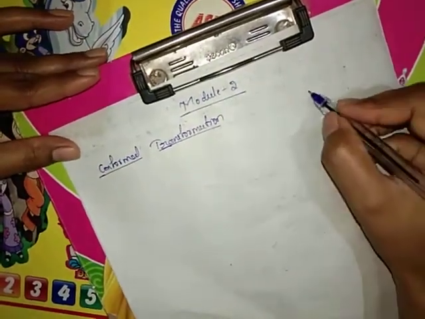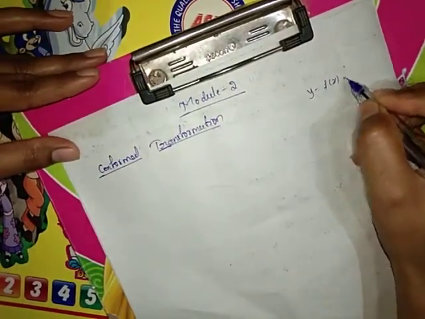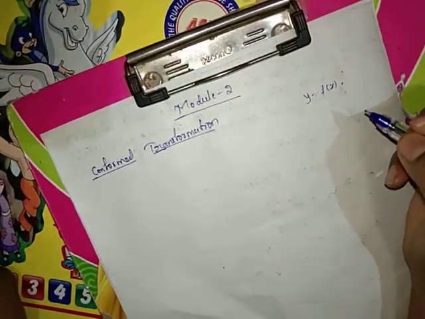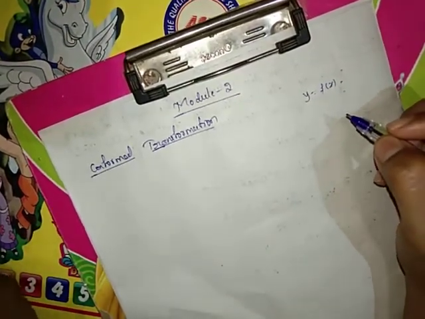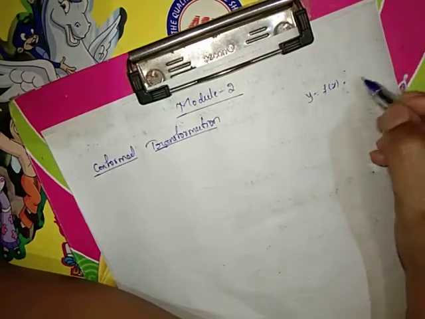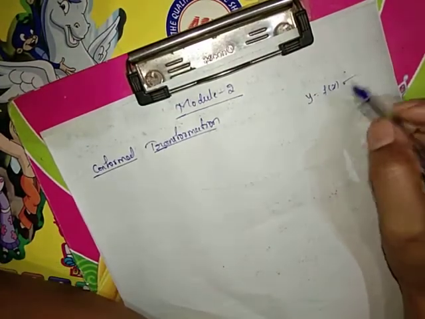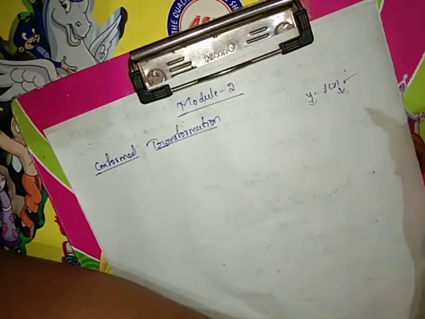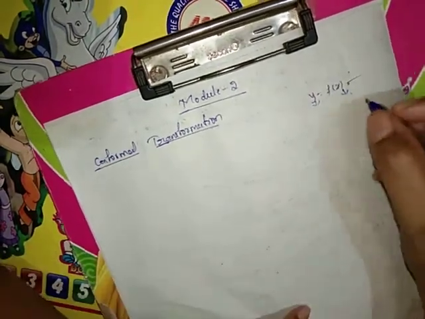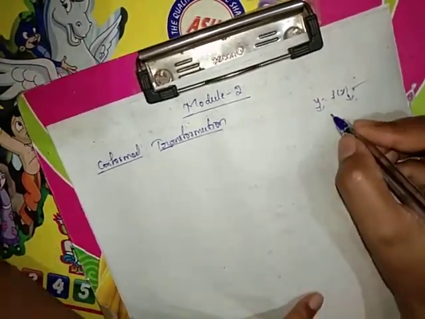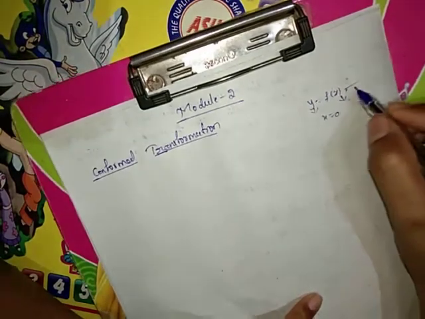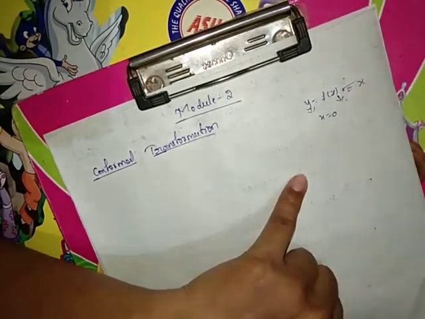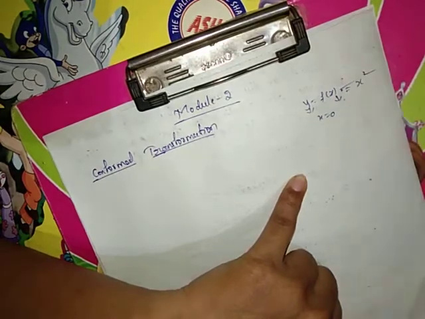See here, suppose y equal to f of x. Suppose y equal to f of x is your single valued function with the real variable x. For every value of x, there is a corresponding value of y. Maybe you have seen in your first PU, that is relation and function. Suppose y equal to f of x equal to x or x square, whatever.